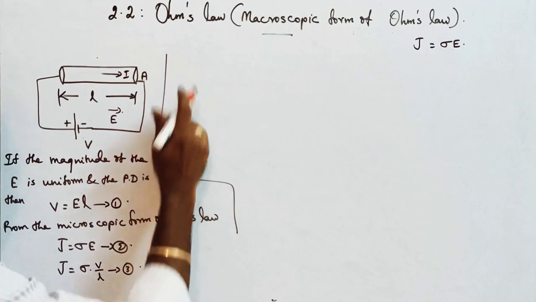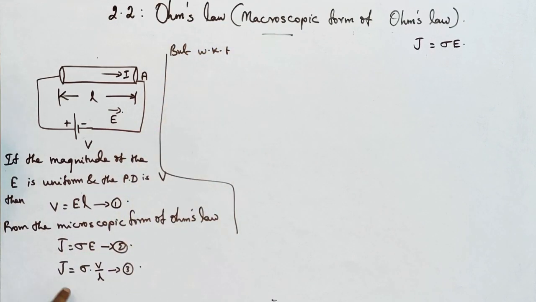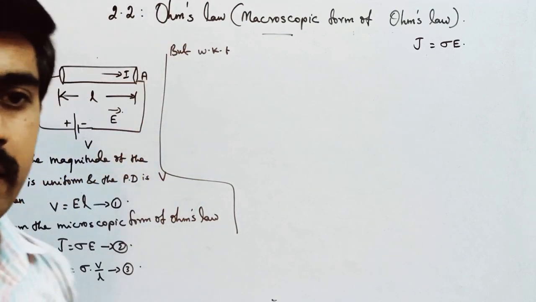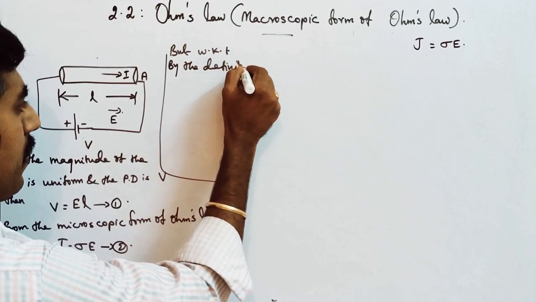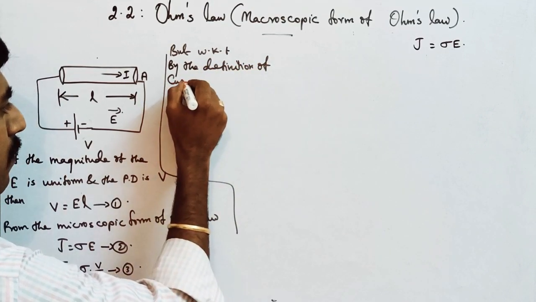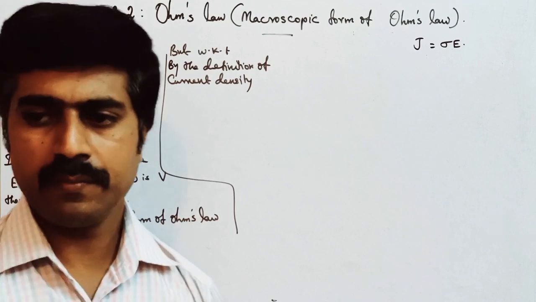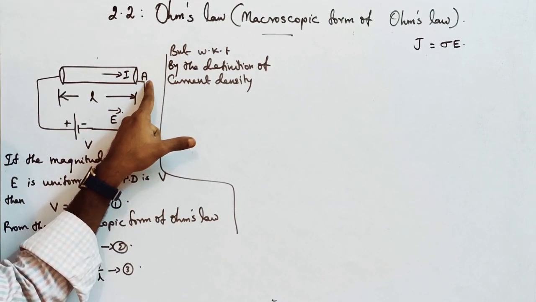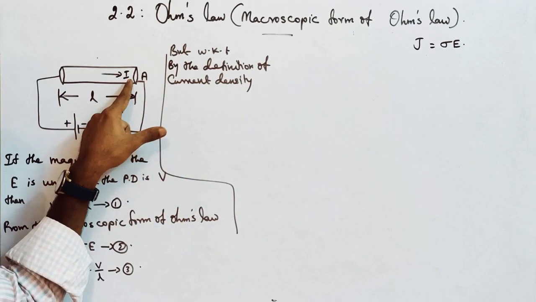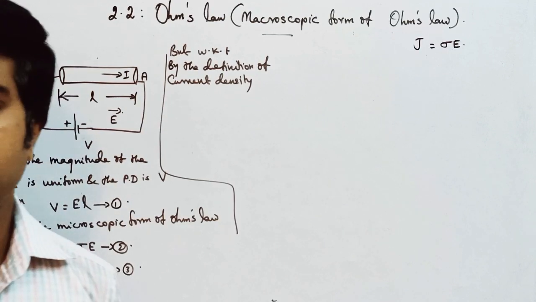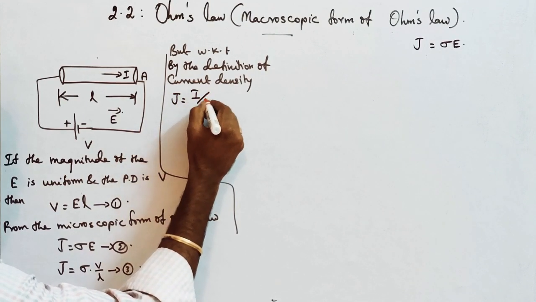Okay. We know that J has a formula. What is J? Current density. We know that by the definition of current density, the term is also related here, because here the area of cross section is A and the amount of current flowing through the conductor is I. So the ratio of current to the area of cross section is called what? Current density. We studied the definition. Current density notation J. What is the formula? J is equal to I by A.